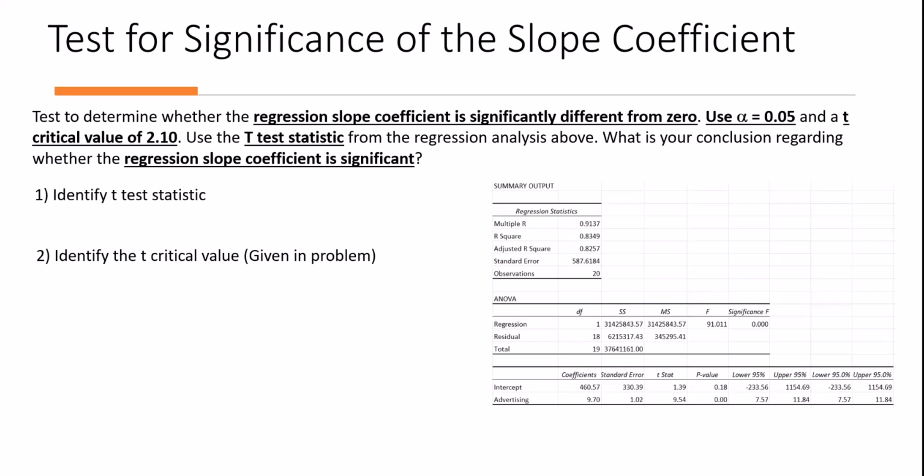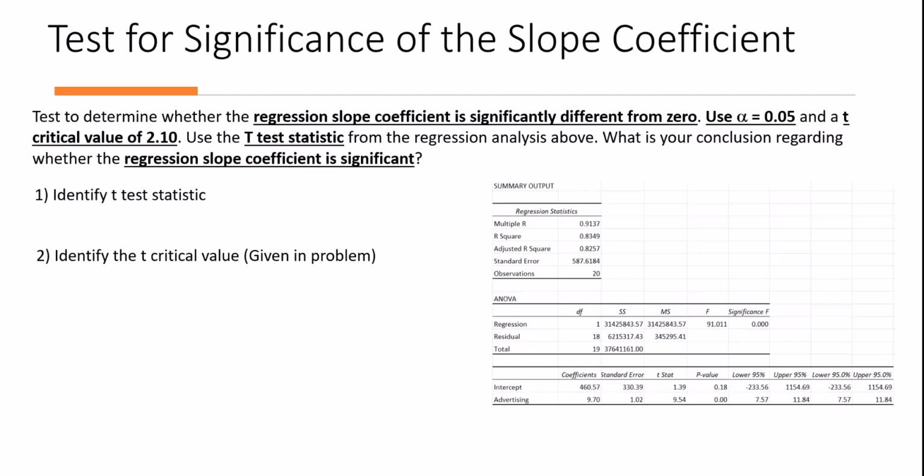So the last problem is, now we're ready to test for the significance of the slope coefficient. To determine whether this regression slope coefficient is significantly different from 0, we're going to use an alpha of 0.05. The t critical value is given to us in this problem at 2.10. Using the t-test statistic from the regression analysis, what is your conclusion regarding the regression slope coefficient?